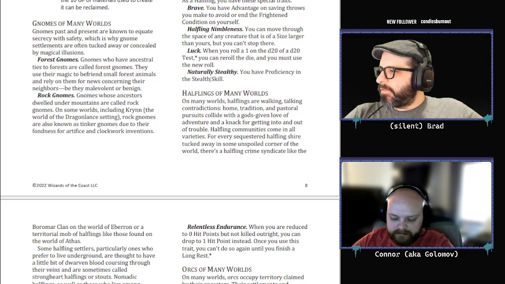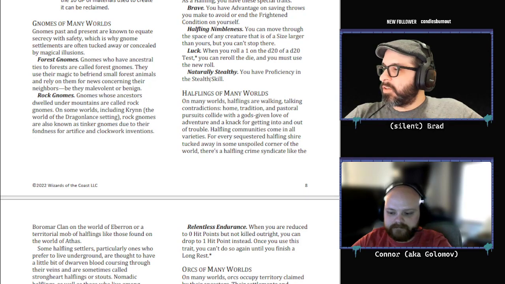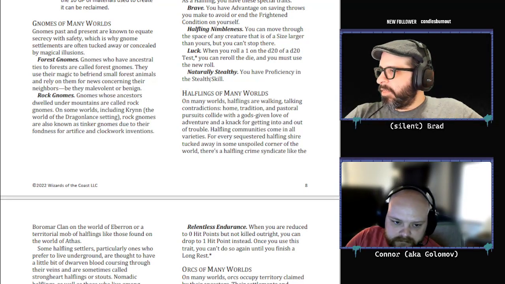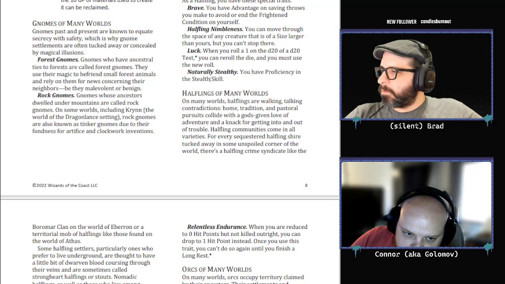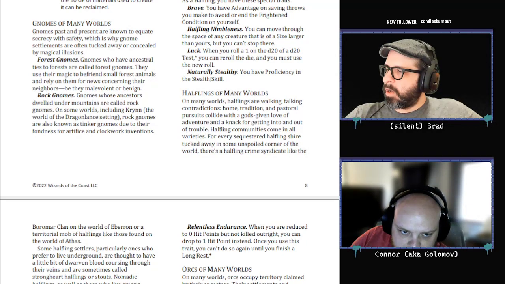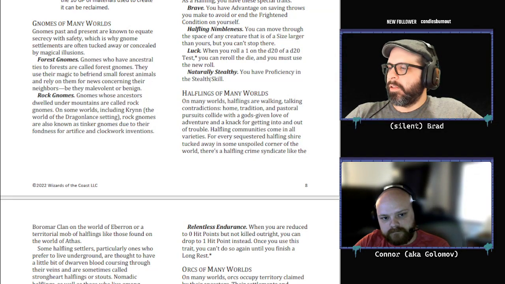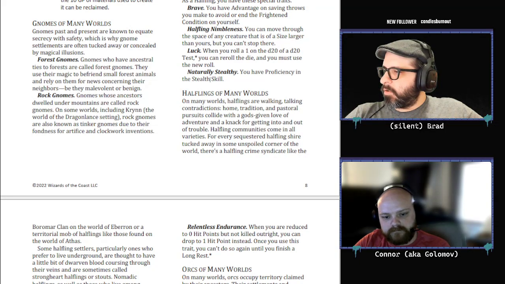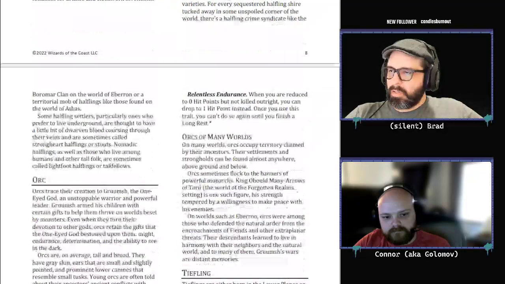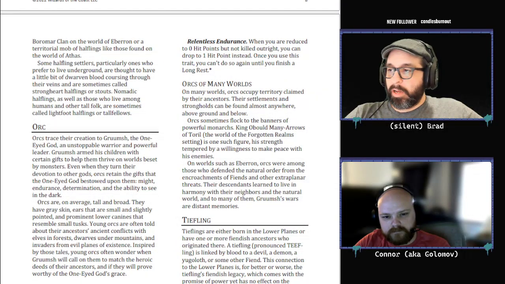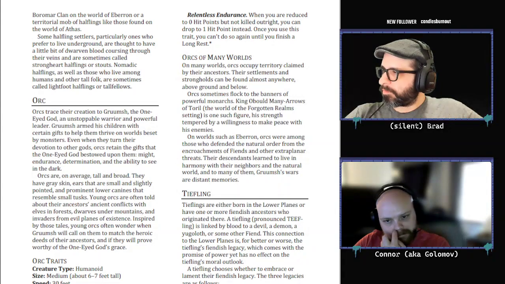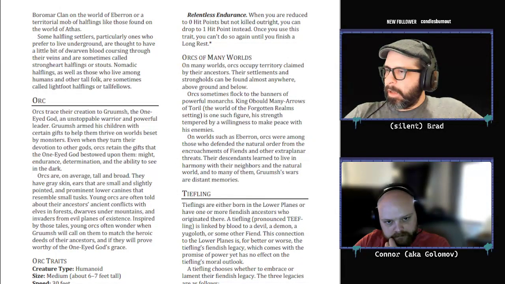So I'm scrolling through to find the orc, and I end up finding Deep Gnome and Duergar. They are still in there, but they're no longer presented as a subrace of gnome and dwarf. They're presented as their own thing, like the Eladrin and the astral elf. So that's interesting. But scrolling down to orc, there's no more half-orc either. It is just plain orc.